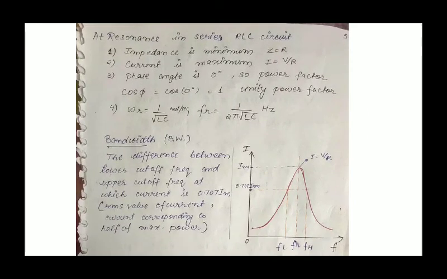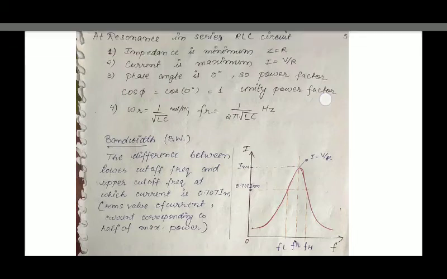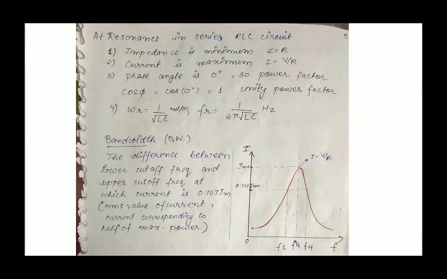So we need to summarize what happens at resonance in a series RLC circuit. Impedance is minimum, that is Z equals R. As impedance is minimum, current is maximum at that point. The phase angle is 0 degrees. So if we calculate the power factor, cos of 0 degrees equals 1. So we get unity power factor, and we can calculate frequency in terms of hertz and in terms of radians per second. Now coming to bandwidth.